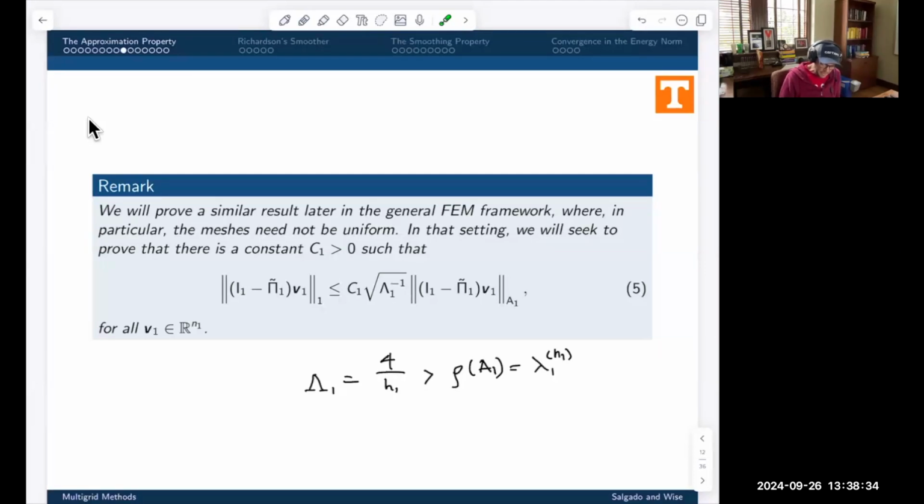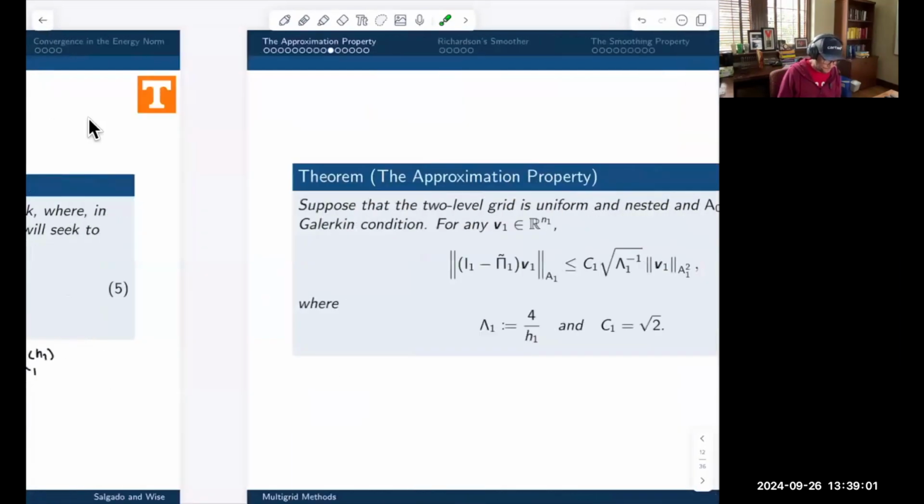So that's what appears here in the square root. And this is what we can show in the general finite element framework. We're going to do this in chapter 6. This estimate will come back. So whereas now we're able to establish this with equality, and I think C1 is equal to the square root of 2, later on we're only going to be able to do this with an inequality. But this is just to show you how things work out very nicely in the uniform mesh case.